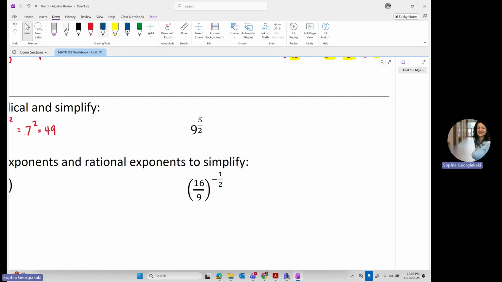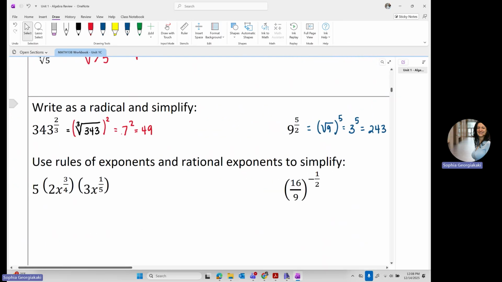9 to the 5/2 is the square root of 9 raised to the 5th power. That is 3 raised to the 5th power, and that is 81 times 3, 243. And again, I can check with my calculator.